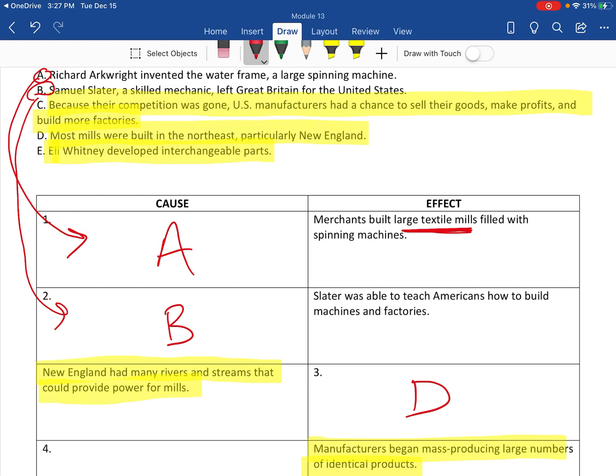The water wheel is connected to all the levers and the gears inside the factory. So as long as you have moving water, you have moving machines. If the water dries up, you're going to have to close your factory until it rains again. If the water's not fast enough, the machines aren't going to work fast enough. So geography has a lot to do with why the North is going to industrialize before the South.